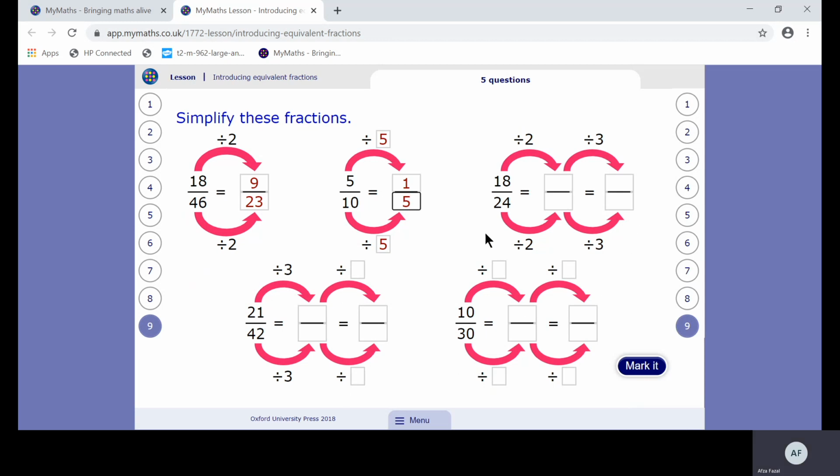Hopefully this helps. Just remember, whatever you do to the top, you need to do to the bottom. Whatever you do to the bottom, you need to do to the top. Use the multiples lesson that we did to help you figure out what number you're dividing by, okay? For example, 21 and 42. Yes, I can divide them by 3, or I can just divide them by 7, because I know 21 and 42 are multiples of the 7 times tables. 7 times 3 is 21, and 42 divided by 7 is 6. So both of them are in the 7 times tables. I can jump straight to that rather than dividing and dividing again.